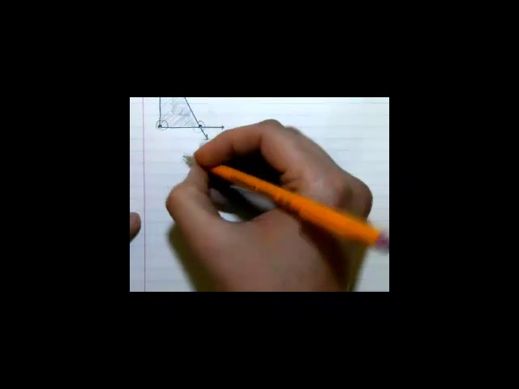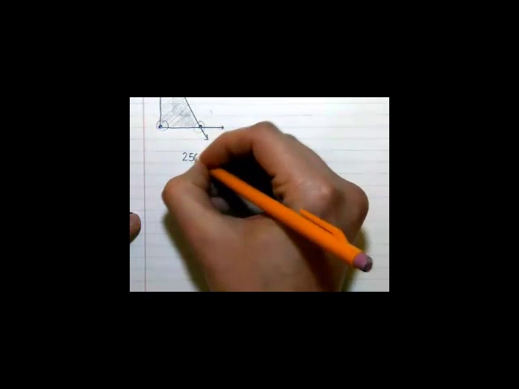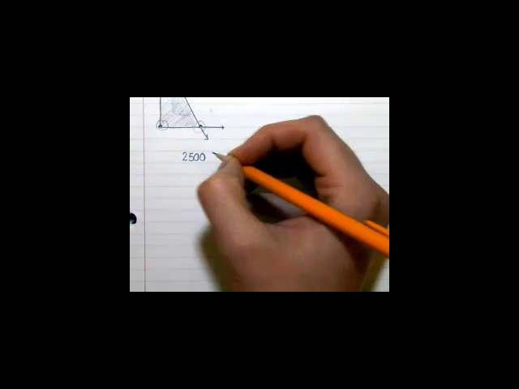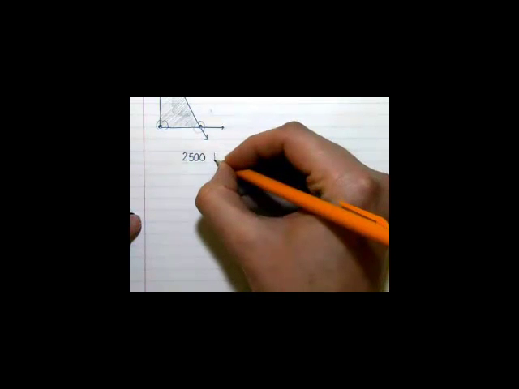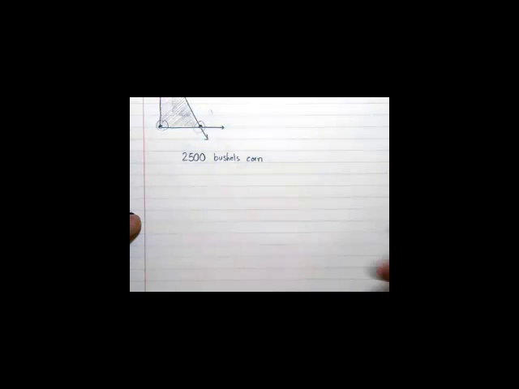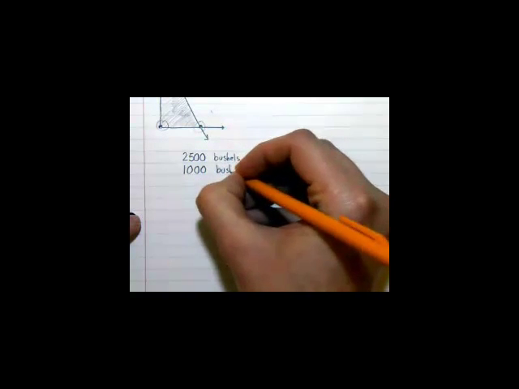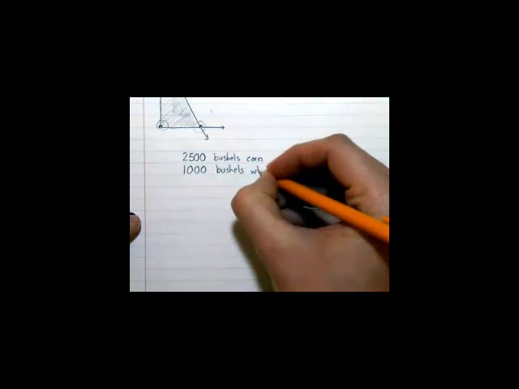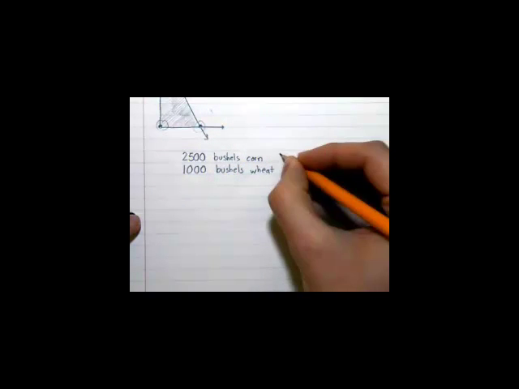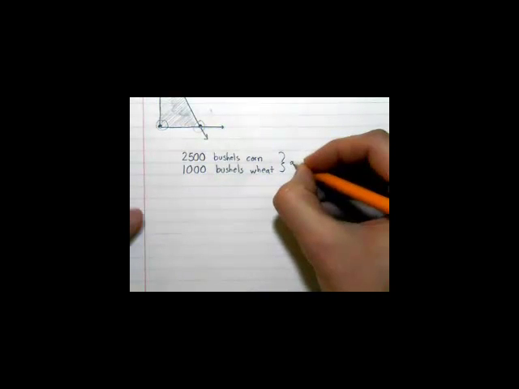Okay, so say that again. 2,500 bushels of corn. And this is minimum, right? Yeah. Okay, so 2,500 bushels corn. And about 1,000 bushels of wheat. Okay, and this is all at least. Yeah. Okay.